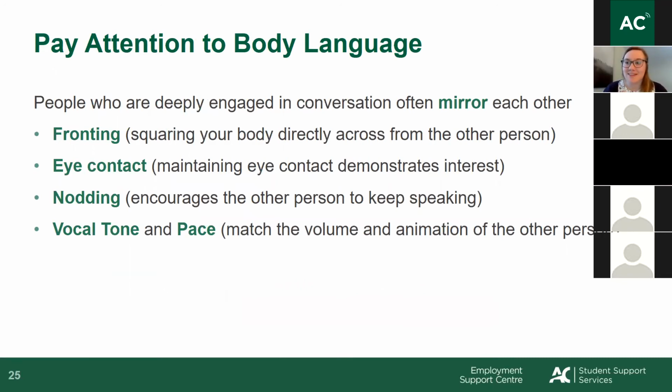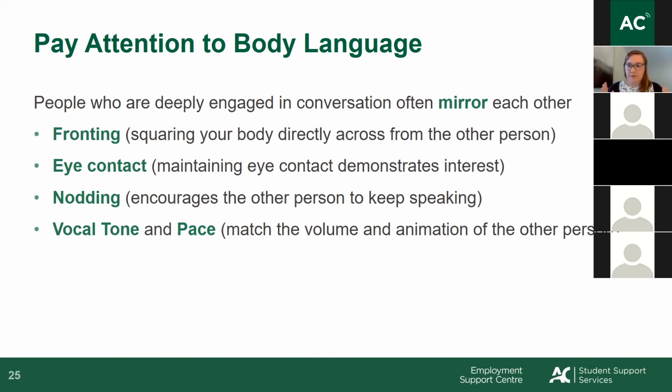So I mentioned a couple of these things, but another thing to pay attention to is actually your body language. So how you're communicating with the person. So typically, naturally, whenever you're having a really deep or engaging conversation with somebody, you tend to mirror the body language of the person you're talking to. So these are some of the examples. The first one is fronting.